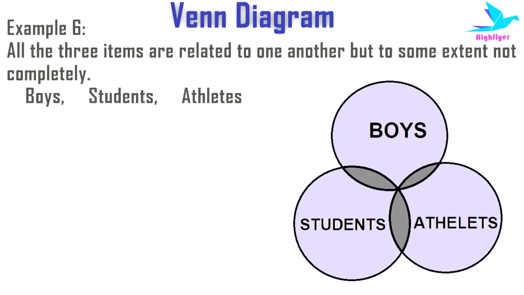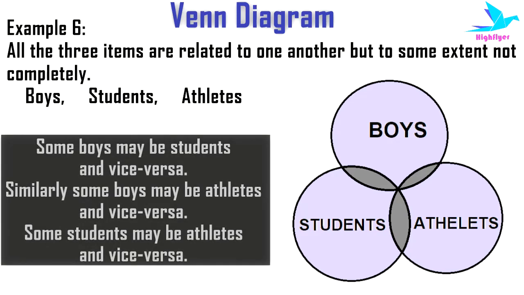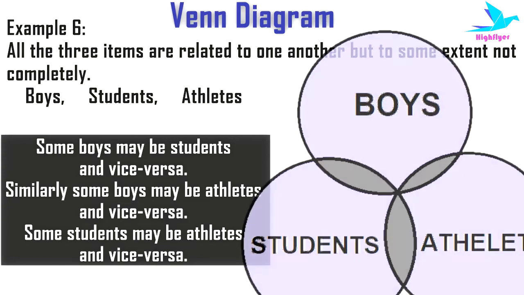Example 6. All the three items are related to one another but to some extent not completely. Boys, students and athletes. So here some boys may be students and some students may be boys. Similarly, some boys may be athletes and some athletes may be boys. And some students may be athletes and some athletes may be students. Now here all three categories of items are different to each other, with a possibility that some items from each category are common to each other.